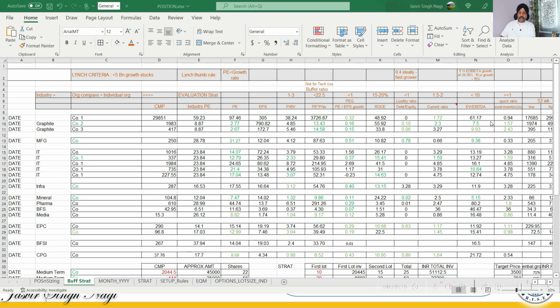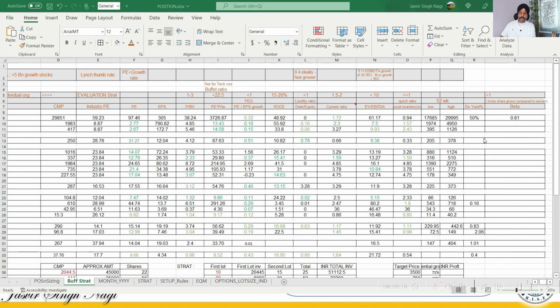So with that said, the next one is quick ratio. What does it mean? It means the asset against inventory. So inventory, if it piles up, it is of no good. It creates more liability for you.